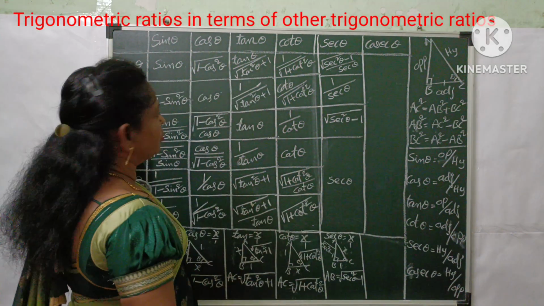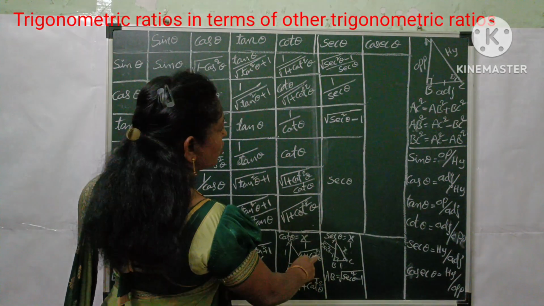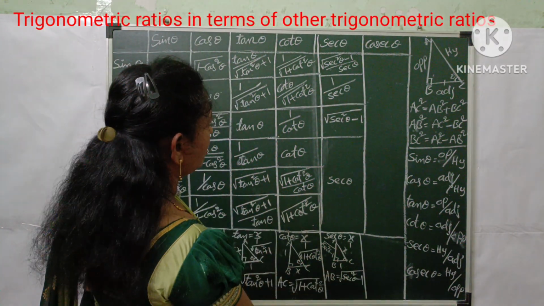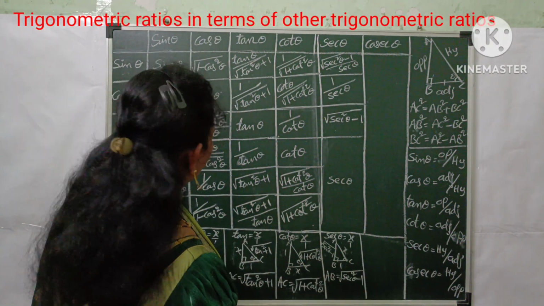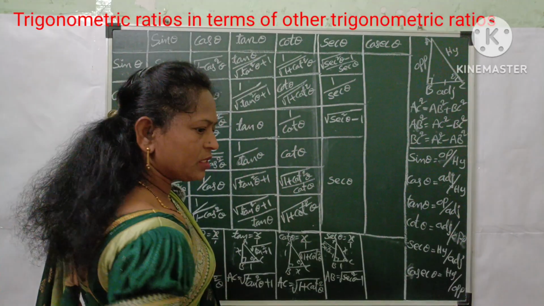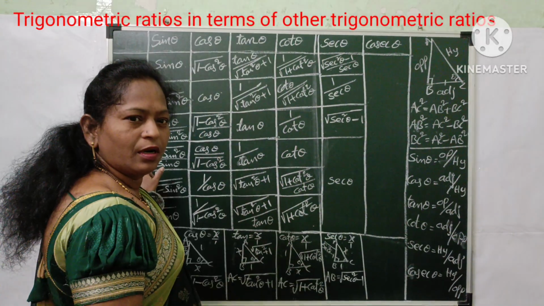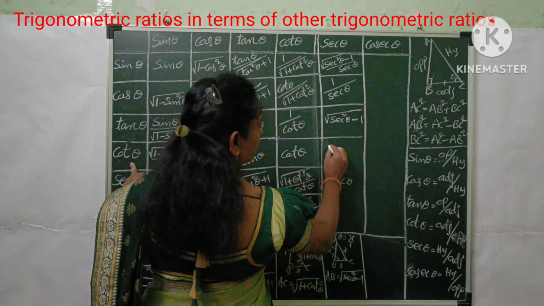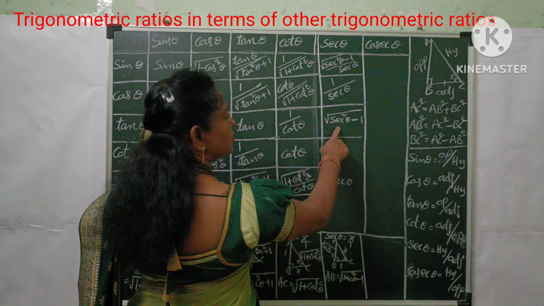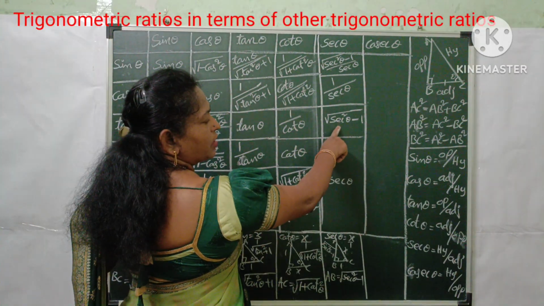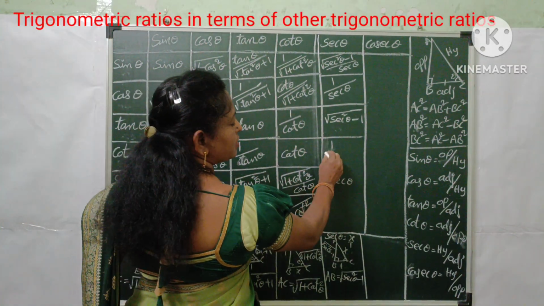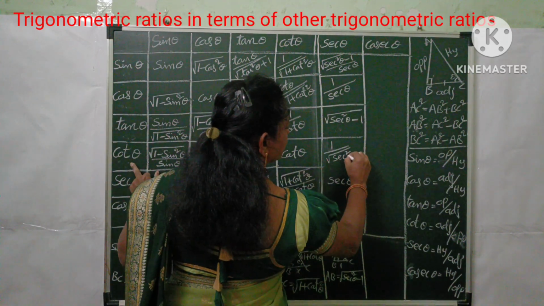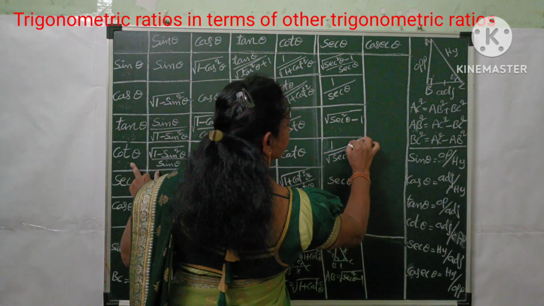Now check it here also. Actually sin theta, what is the sin theta? Opposite by hypotenuse. Yes, once again check it, tan theta only I am writing here. Next one, cot theta. Cot theta is 1 by tan. So that here tan theta is square root of secant square theta minus 1. That means 1 by square root of secant square theta minus 1.